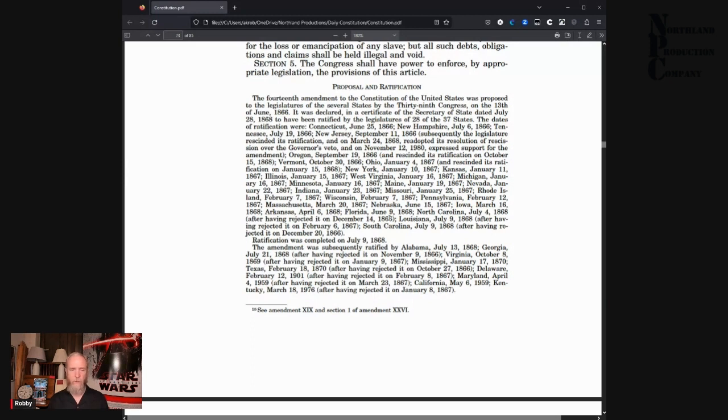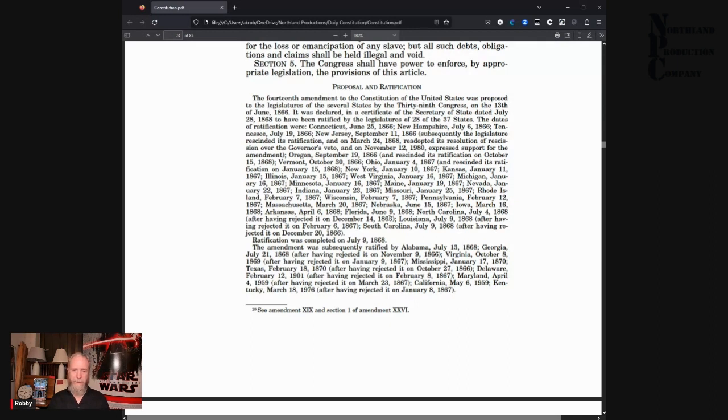Dates of ratification were Connecticut, June 25th, 1866, New Hampshire, July 6th, 1866, Tennessee, July 19th, 1866, New Jersey, September 11th, 1866. Subsequently, the legislature rescinded its ratification and in March 1868 readopted its resolution of rescission over the governor's veto, and on November 12th, 1980, expressed support for the amendment. Okay. Way to go, New Jersey. You guys always do stuff different.